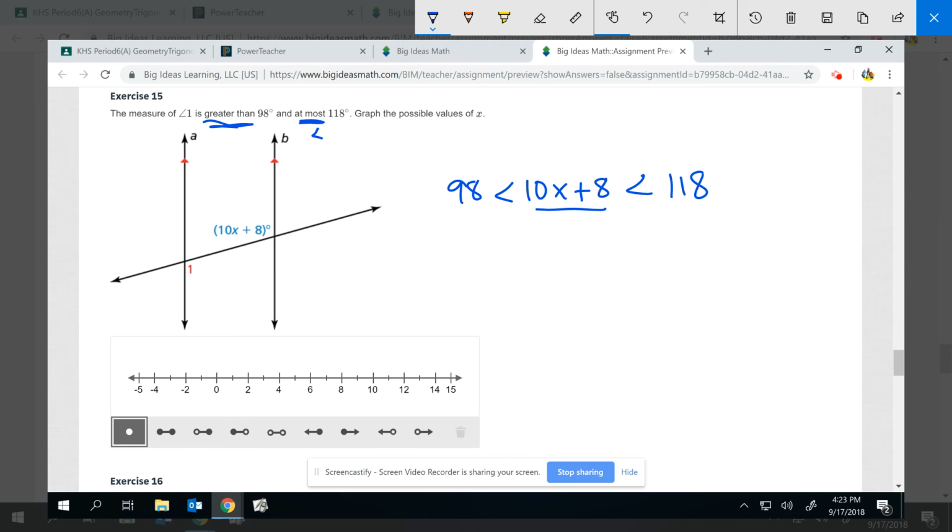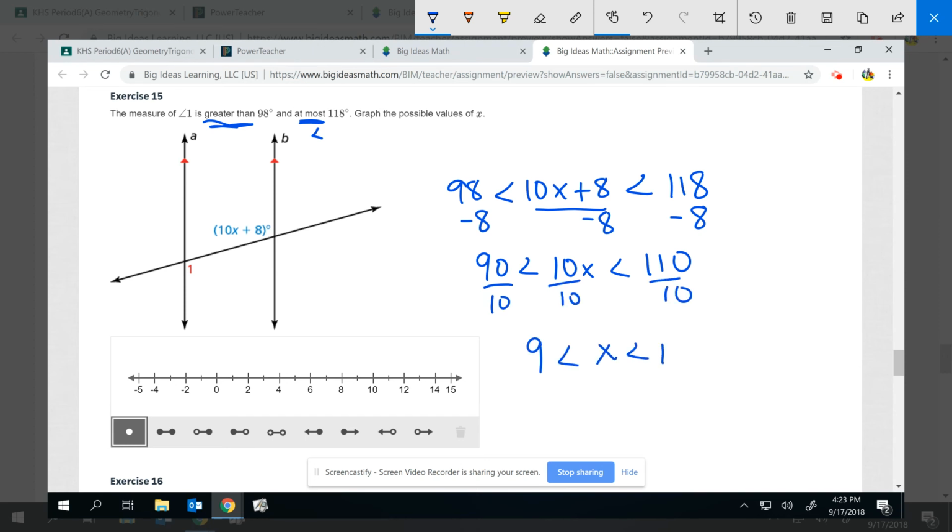So it's opening up to the 10x minus 8. So we want to solve both of these. So we're going to get 90 and 110. And when you divide everything by 10, you're going to get 9 and 11. So we got to do 2 open circles. Whoops, 2 open circles. We got to use that guy. And we got to go between 9 and 11.